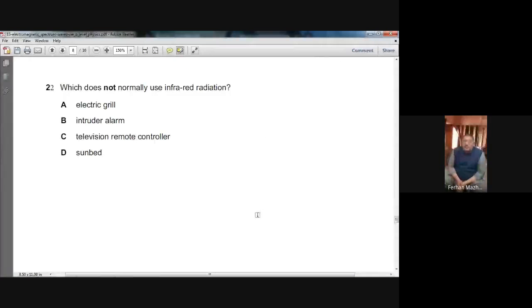Which does not normally use infrared radiation? He's saying which does not use infrared radiation. Electric grill, it uses infrared. Intruder alarm, it uses infrared. Television remote controller, it uses infrared. Sunbed, oh yes, sunbed uses UV light. So the right answer is D. It is trying to trick you.